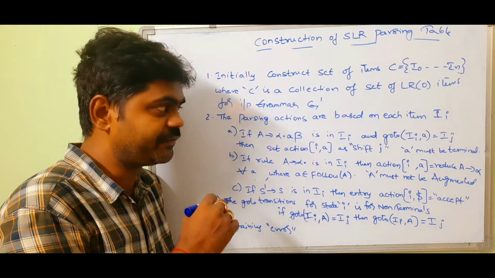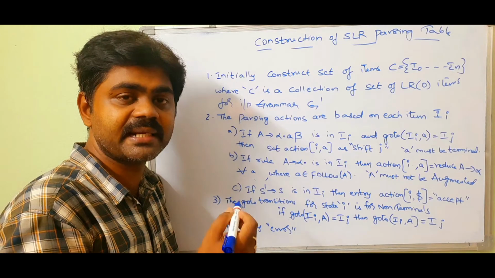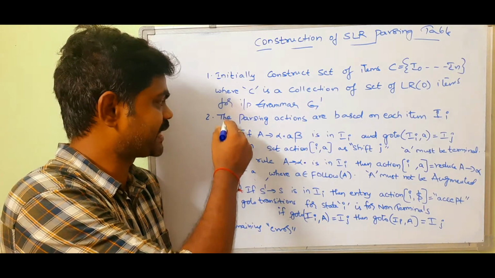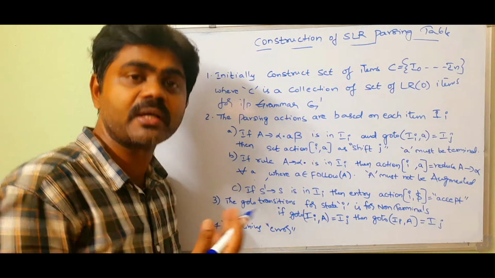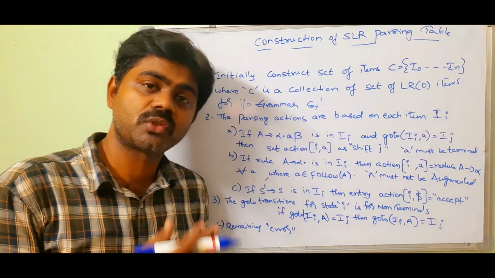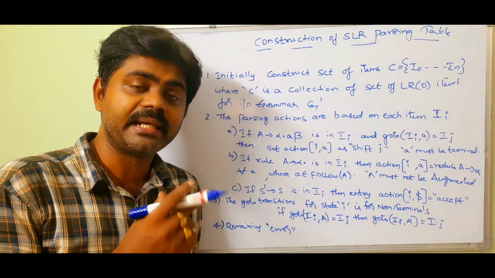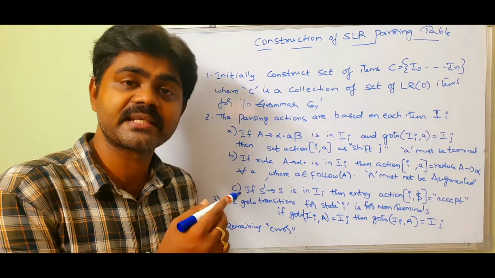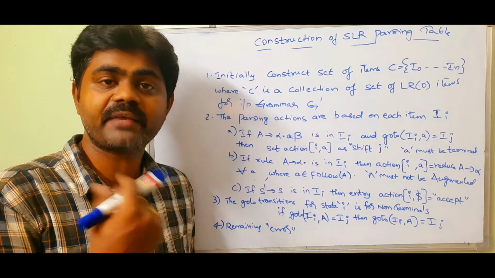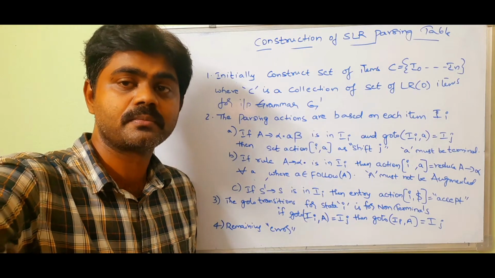And if we fill all the entries, and there are entries remaining not satisfying rule 2 and rule 3, they will be termed as error, which we already saw in the shift reduce parser. So we fill those entries with error. These are the steps for construction of the SLR parsing table. Now we straight away jump into the problem.